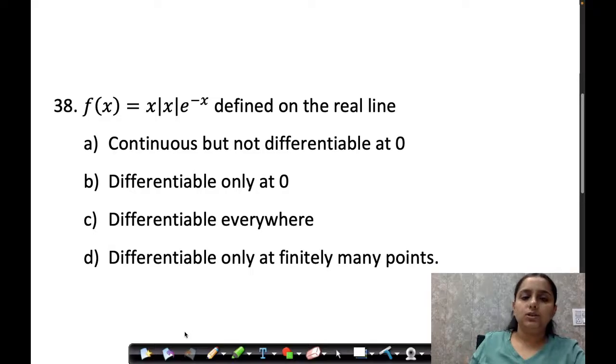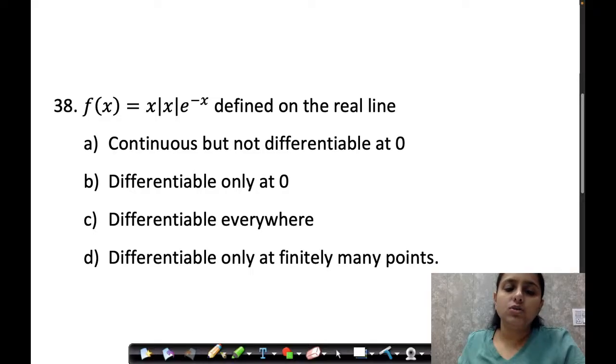Now, let's see this question. What is this question saying? This question is saying that the function x, the modulus function x into e raised to the power minus x defined on the real line. It is continuous but not differentiable at 0. Real line means minus infinity to infinity. Differentiable only at 0, differentiable everywhere, differentiable only at finitely many points.